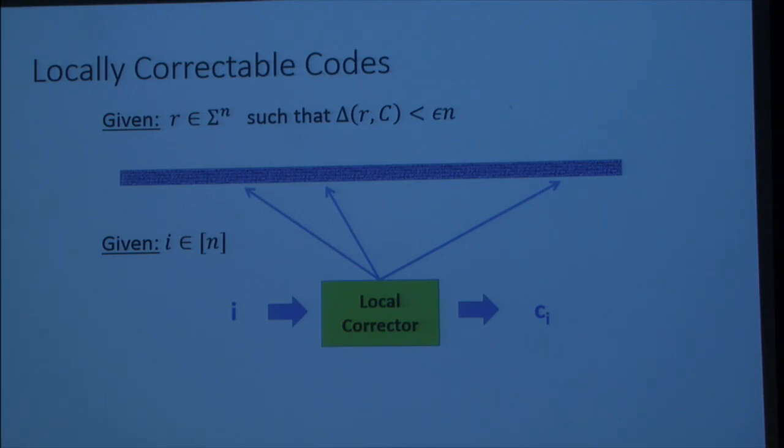c is supposed to be the code word which is epsilon close to r. Right. So let's assume the distance is at least 2 epsilon, then there will be a unique code word which is epsilon close to r, and then there won't be any confusion. Yeah.